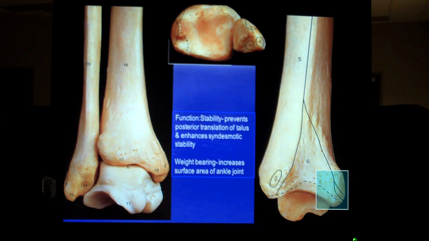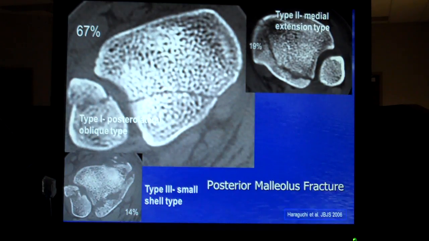So I had a terrible case of that recently, where I just could not reduce the fracture whatsoever until I fixed the posterior malleolar fragment, intraop. It just kept sliding backwards. It was the worst case I've ever seen in practice, and I had to fix that first. So most of these posterior malleolar fragments are posterior, lateral, and oblique, 67%. This is from an article in 2006.